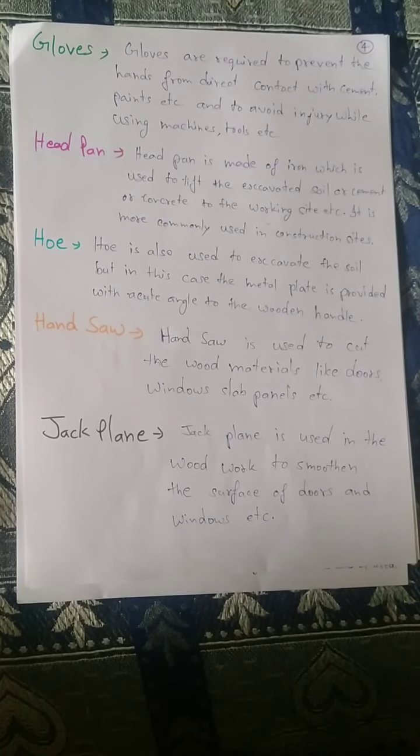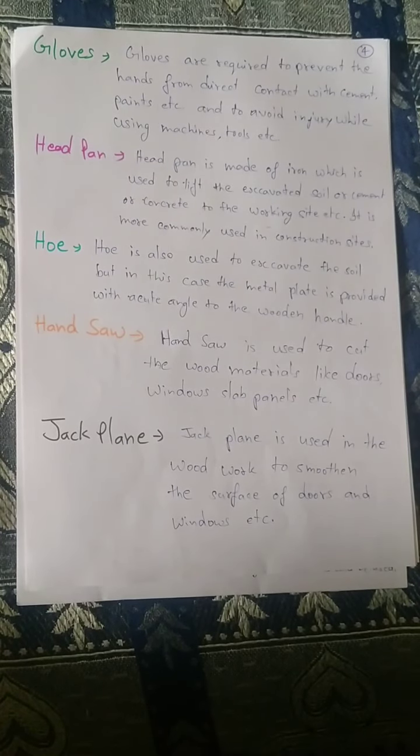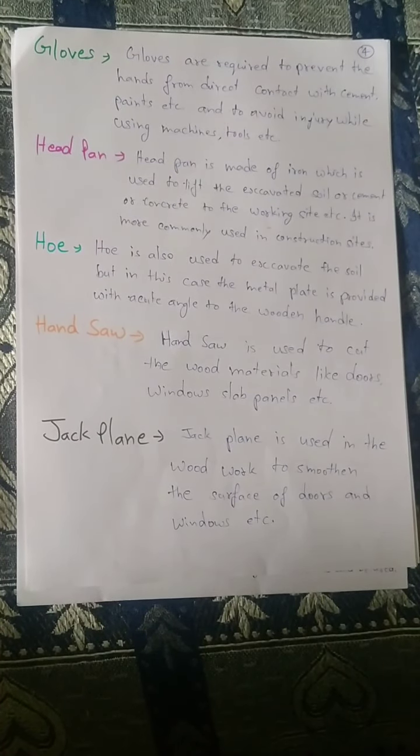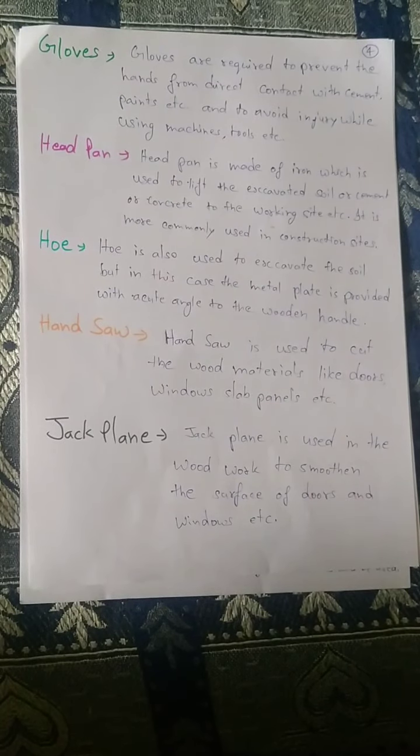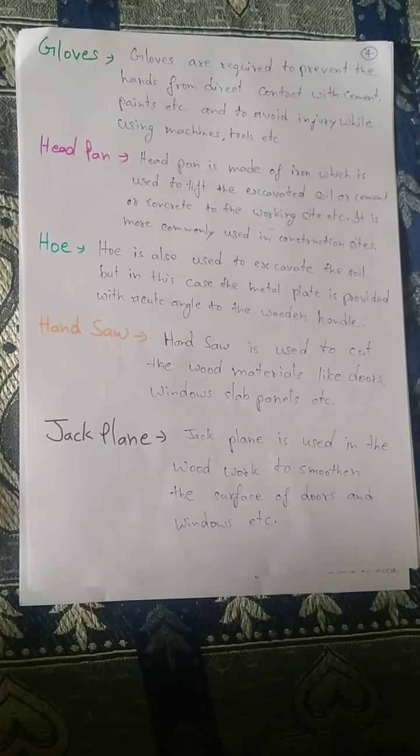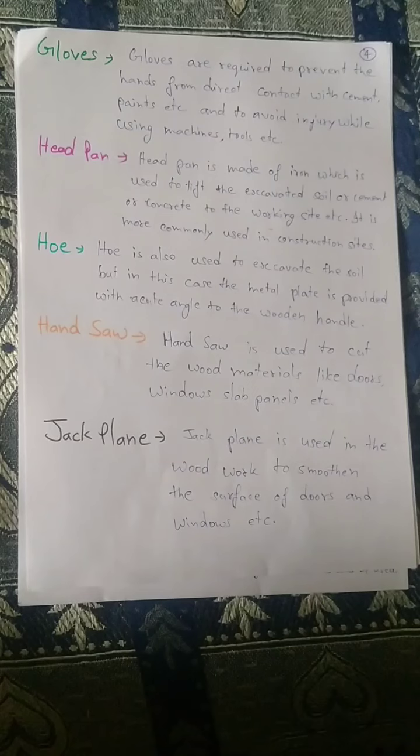Hoe. Hoe is also used to excavate the soil, but in this case, the metal plate is provided with acute angle to the wooden handle.